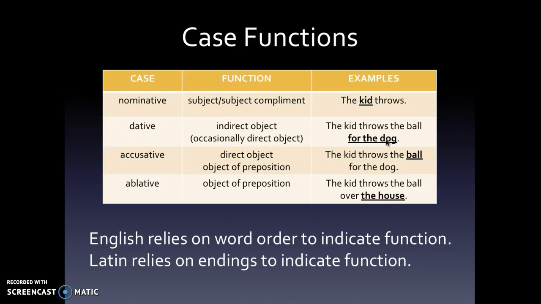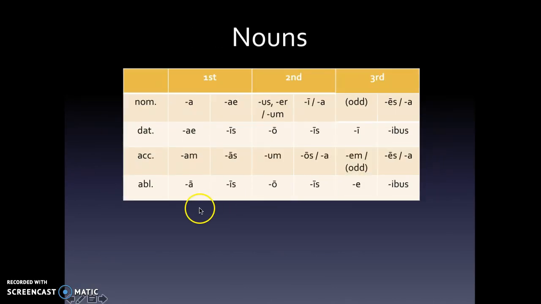Remember, English relies on word order. The reason why we knew the function of the word in all of these examples is because of word order. Latin, however, relies on endings to indicate function. So here are our complete charts now.